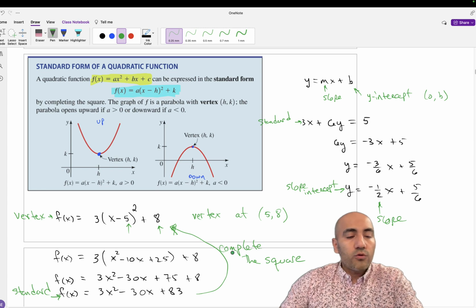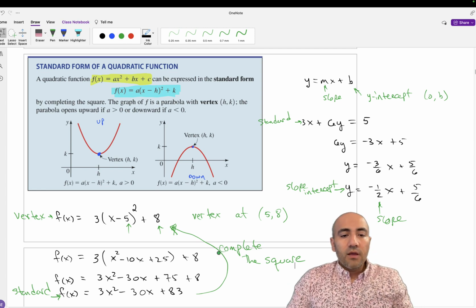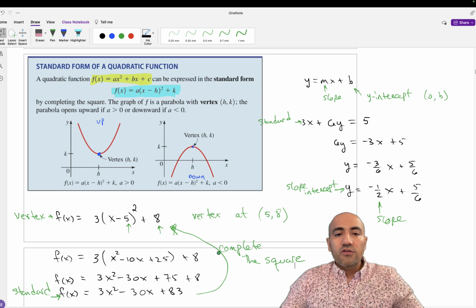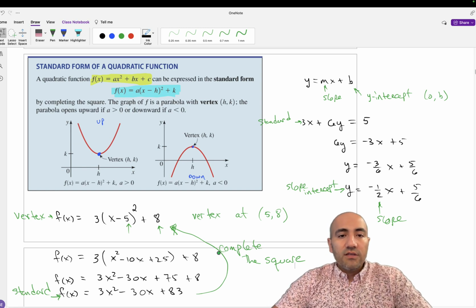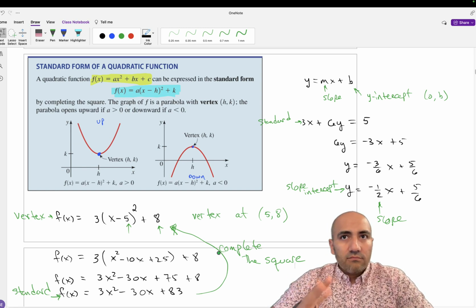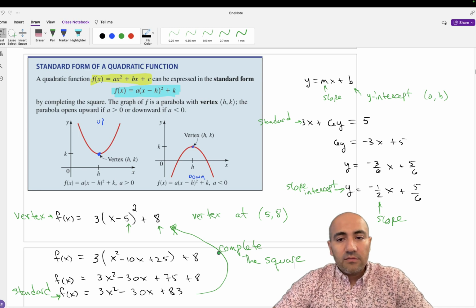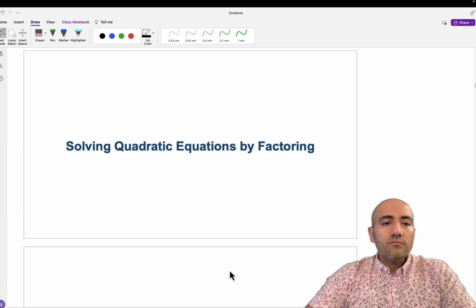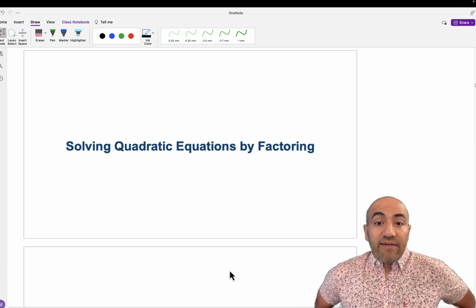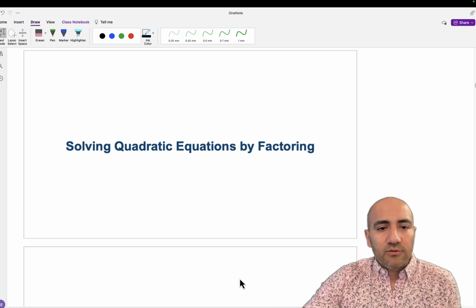Okay, so we'll do one of those in a little bit. For now, let's move on to solving quadratic equations. And, well, depending on the equation format that's given to you, sometimes it's a pretty easy process. Sometimes it could be a little bit more work. So let's look at one type of example. Solving quadratic equations by factoring, when factoring is possible.